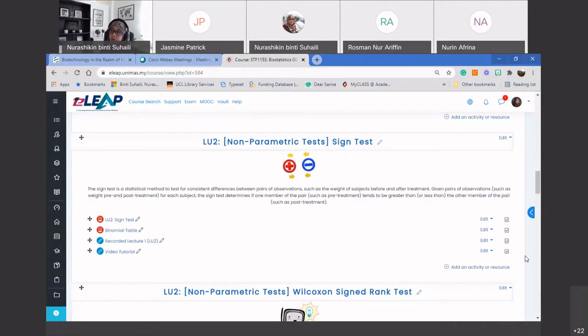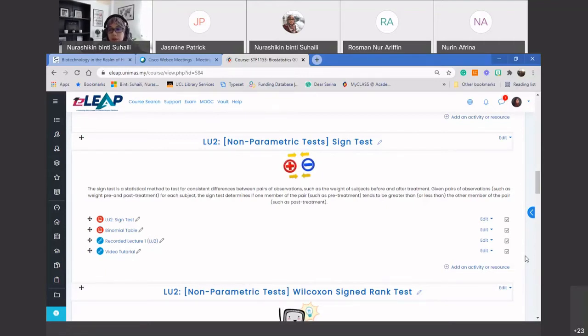But let's say you have two samples and each of them has more than 25, let's say sample one has 50, sample two has 60, both of them more than 25. So those data are parametric data. And to compare the two samples, you cannot use non-parametric tests. You have to use parametric tests, which we will cover in LU3.